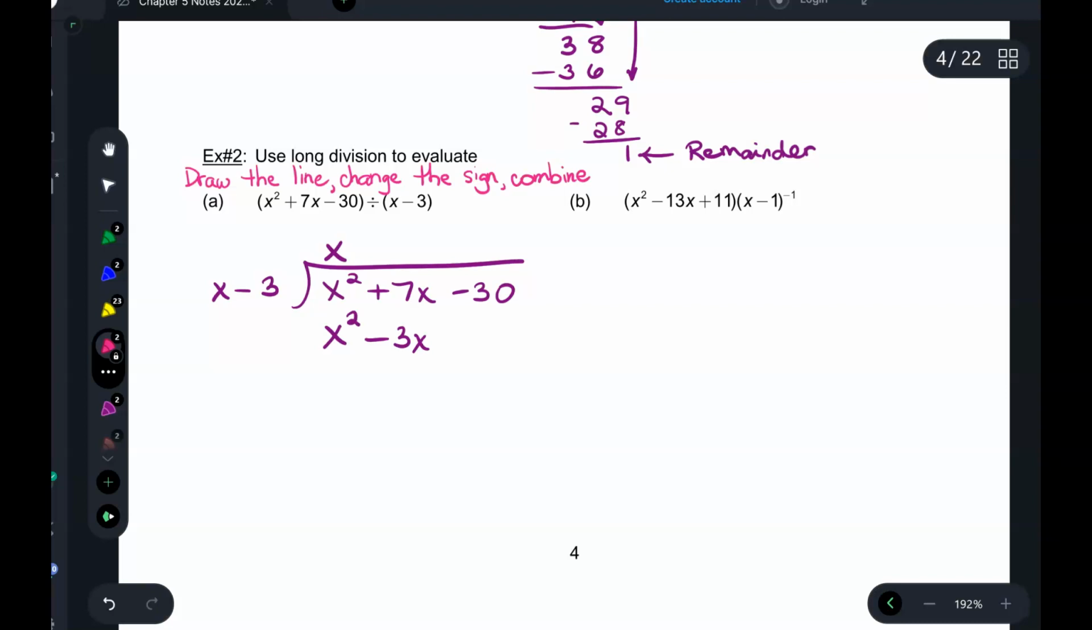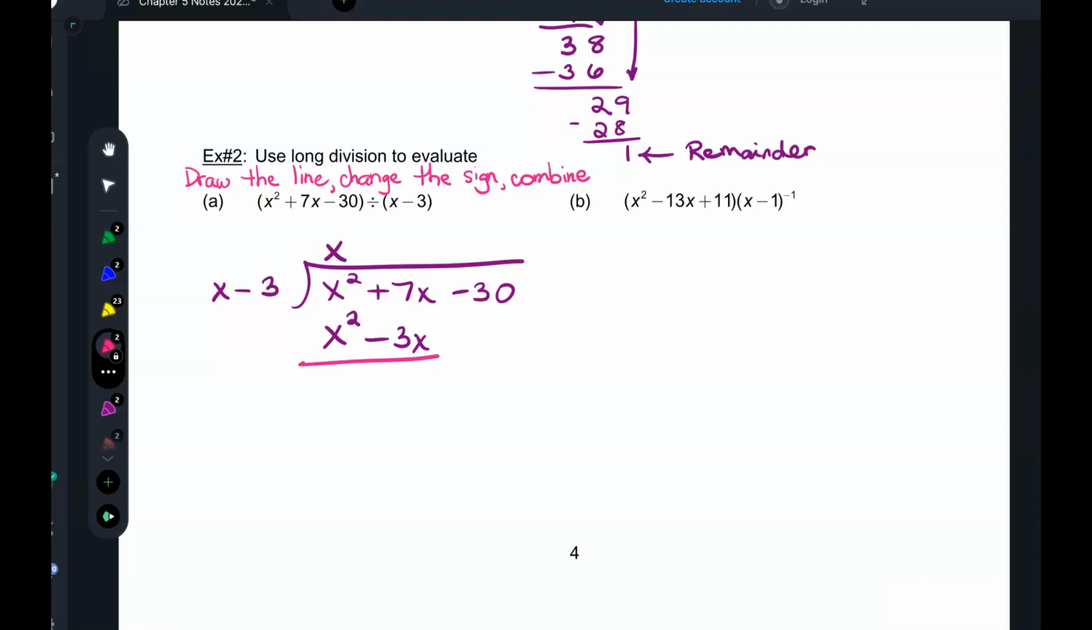Okay, next. What we want to do is subtract these. I know it's a little silly rhyme, but what I like to do is draw the line, change the signs, and then combine. So take a look. We're going to draw the line, and change the signs on the bottom row. So minus, plus, and combine. What happens with the x squareds? 0. That's what we wanted. So 7x plus 3x, we get 10x.